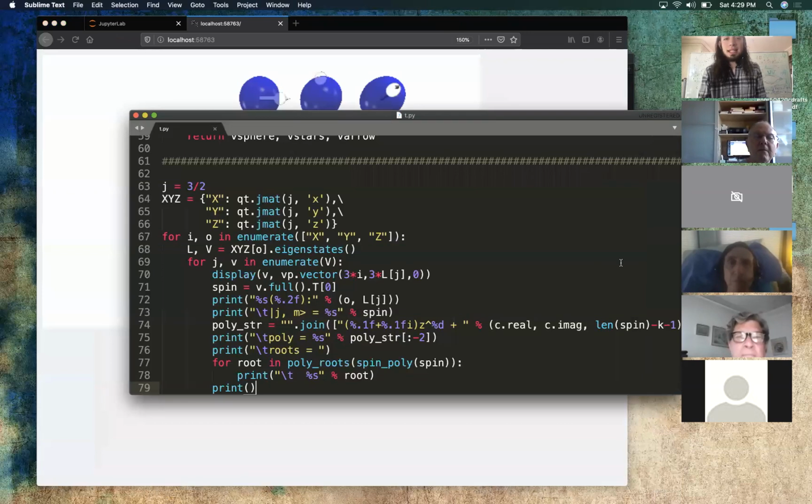All right, so what I did was I chose, say, spin 3 halves. I got the Pauli X, Y, Z matrices in that dimensionality. And then I found the eigenstates of each of those matrices. And then I used Majorana's polynomial to convert that JM state into a polynomial, and I found the roots.